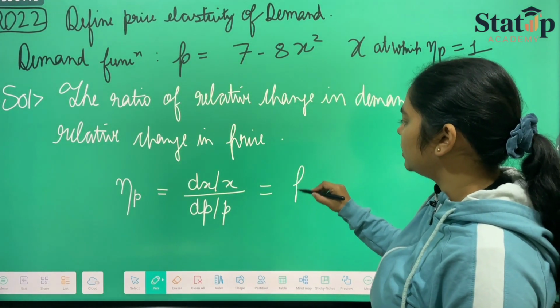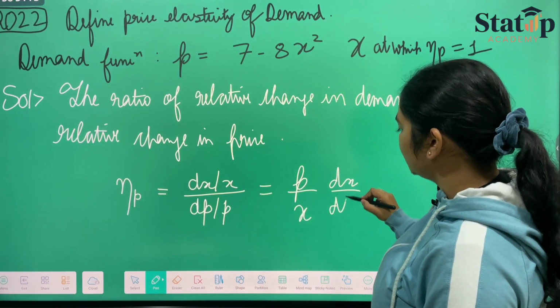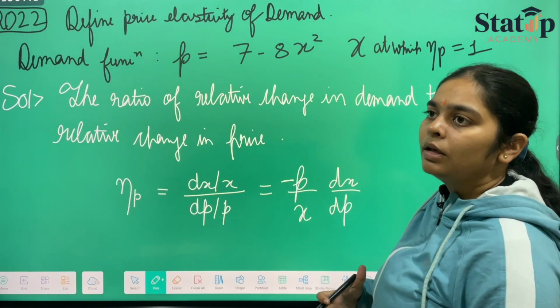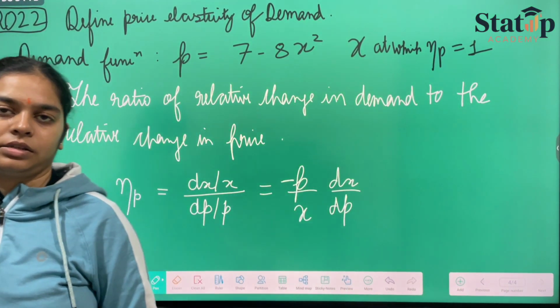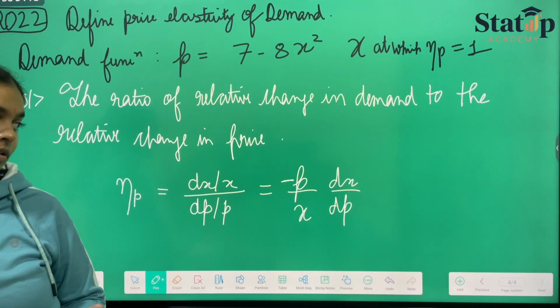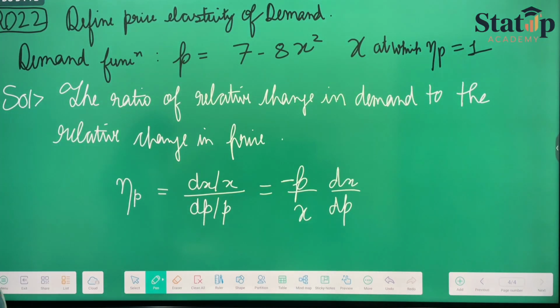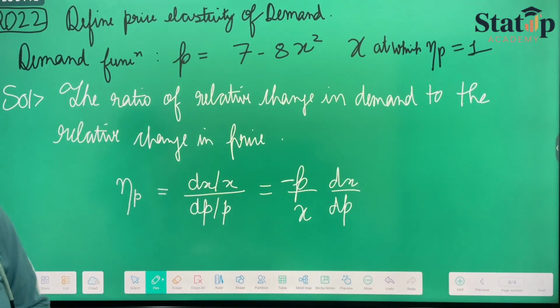And we can also write this as minus p upon x dx by dp with a minus sign, because price and demand move in the opposite direction. Whenever price rises, demand decreases, and whenever price decreases, demand increases. Now we have to find out what will be the value of x when eta p equals 1.